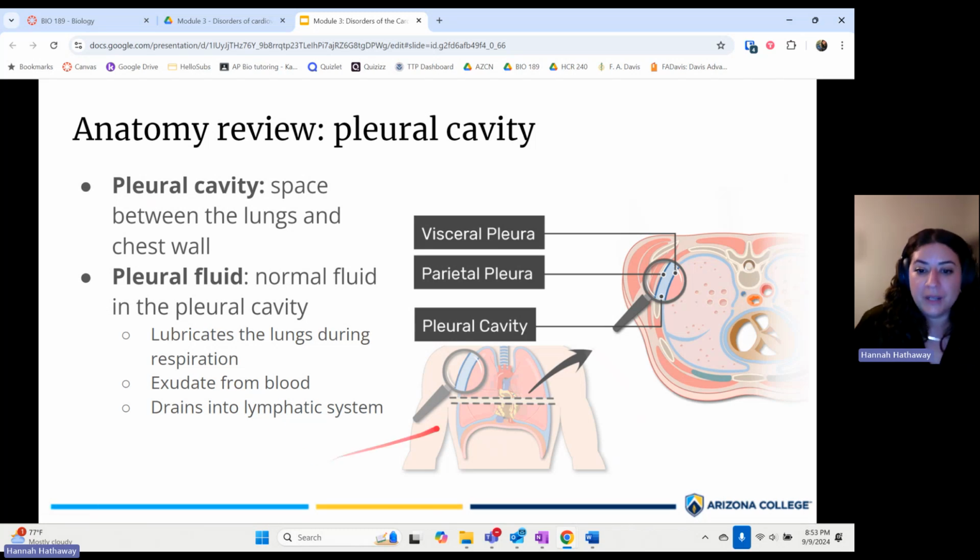And then where does that fluid go? It's coming out from the blood, and then it leaves through the lymphatic system. So fluid leaves the blood and then goes into the pleural space to become pleural fluid, and then it flows out into the lymphatic system. That's important to keep in mind, because if there's something wrong in the lymphatic system, you may have a buildup of fluid in the pleural cavity.